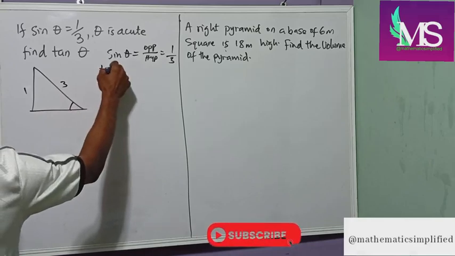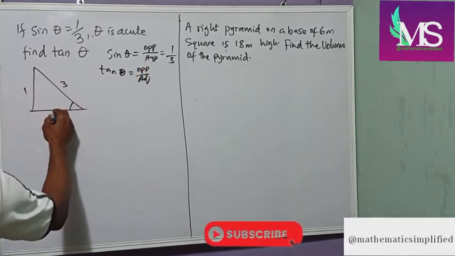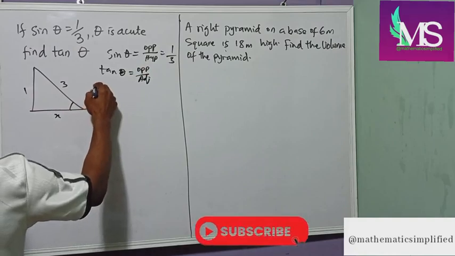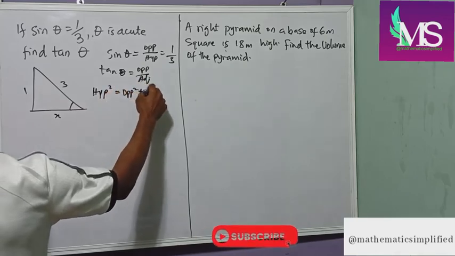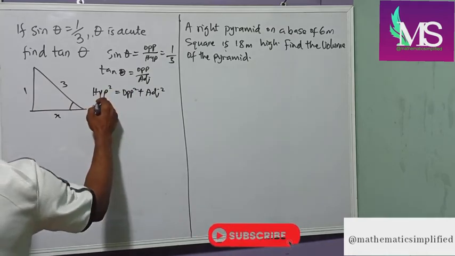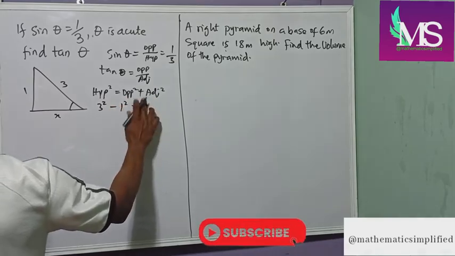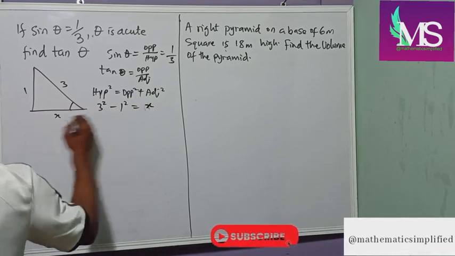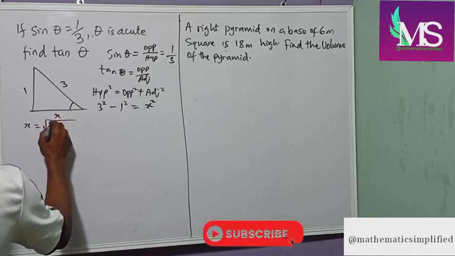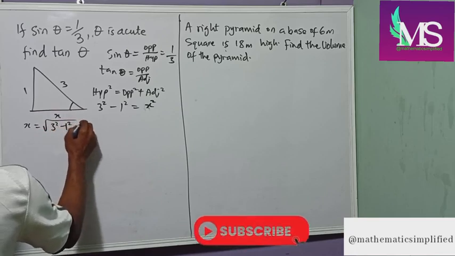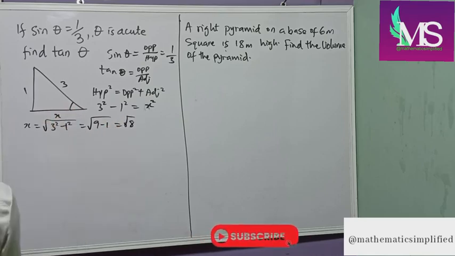So we need tan theta, which is opposite over adjacent. So we need to find our adjacent. And we know Pythagoras theorem: hypotenuse squared equals opposite squared plus adjacent squared. So this becomes 3 squared minus 1 squared equals adjacent, which is x squared. So our x will become root of 3 squared minus 1 squared, which is root 9 minus 1, which will give us root 8. So our x will be root 8.